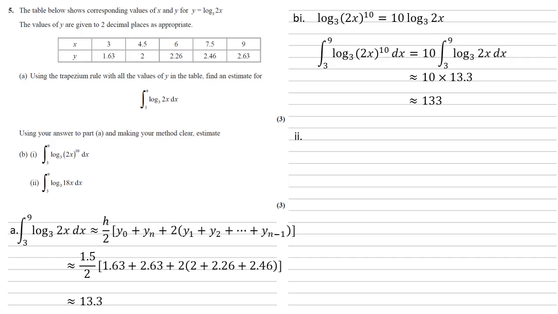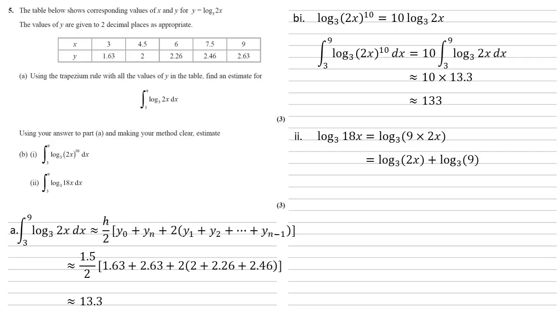We now need to do the same thing, but our new integral is the integral between 3 and 9 of log base 3 18x dx. So again, we need to compare our new log to our part A log and see if we can rewrite this in terms of log 2x. 18x is just 9 lots of 2x, so we can rewrite this as log base 3 of 9 times 2x. By our rules of logarithms, if we've got a multiple within the log, we can separate this out as the sum of two separate logs. So this is going to become log base 3 2x plus log base 3 9.